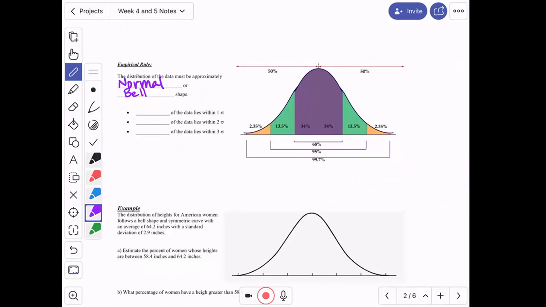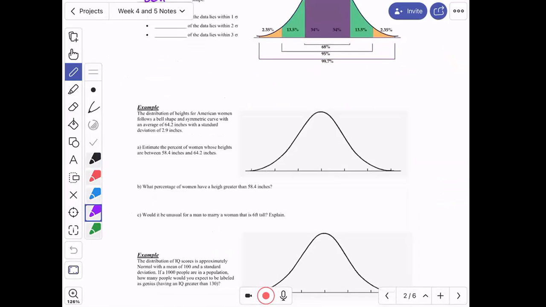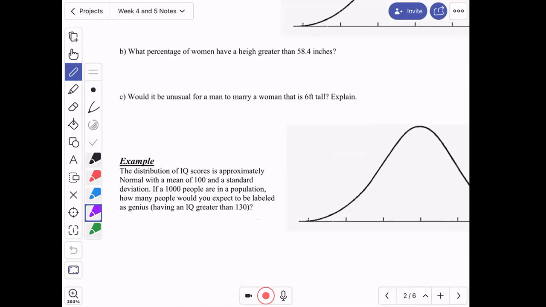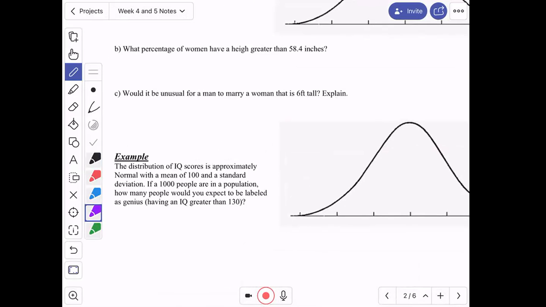What do I mean by that? Estimate percentages. Well, here's an example. Let's drop down all the way to the bottom down here real quick. The distribution of IQ scores is approximately normal.